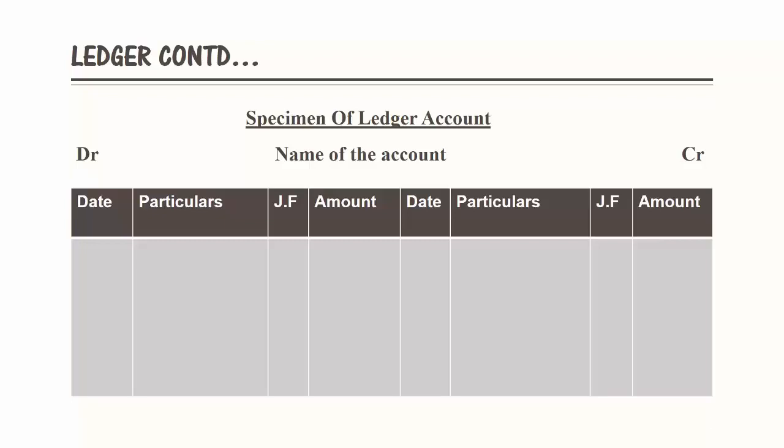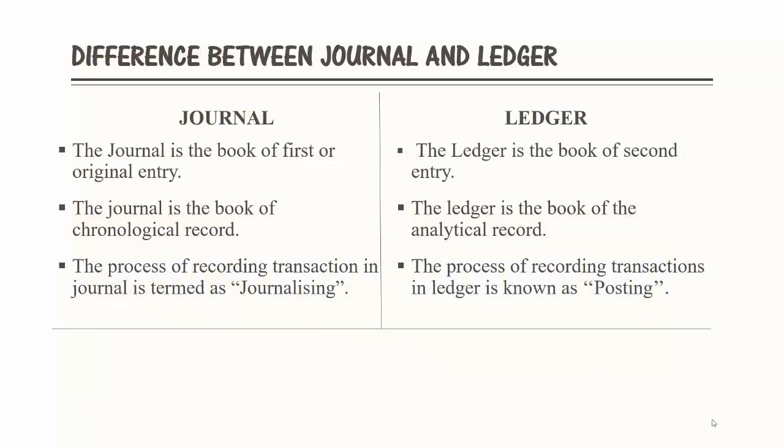has been recorded. Now I will tell you the difference between journal and ledger. Journal is the book of first or the original entry, while the ledger is the book of second entry. The transactions are first recorded in the books of journal and after that they are posted into the ledger account.